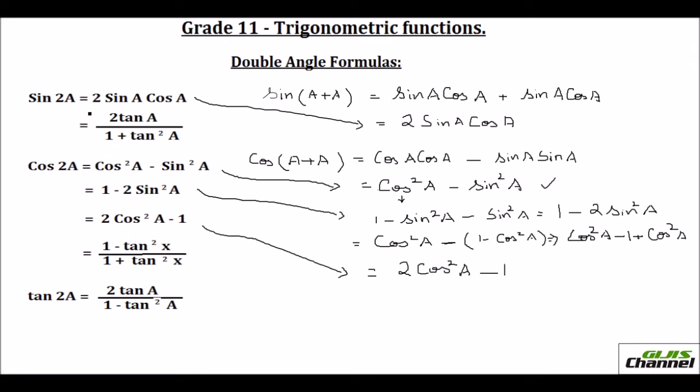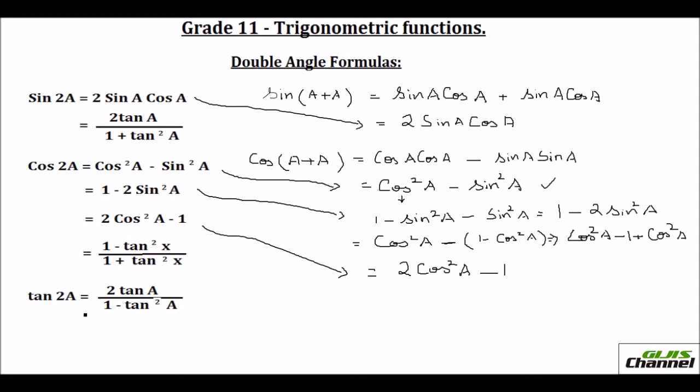Now again, like the sine 2a, even the cos 2a could be represented in terms of tan. So the formula is 1 minus tan square x over 1 plus tan square x. And finally you have tan 2a, which is nothing but sine 2a by cos 2a. So it is 2 tan a over 1 plus tan square a, all divided by 1 minus tan square a over 1 plus tan square a, right?